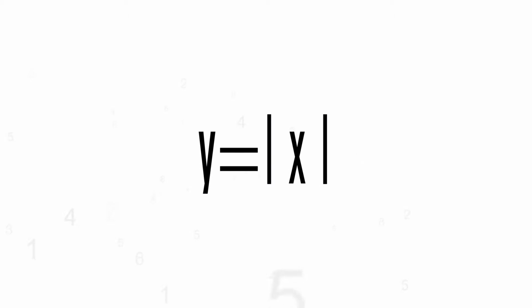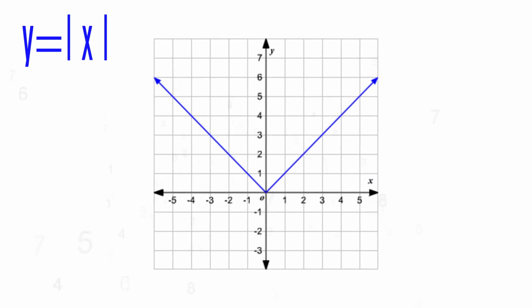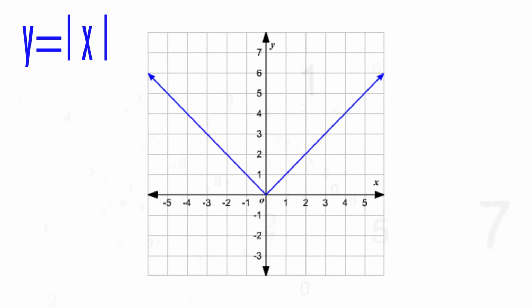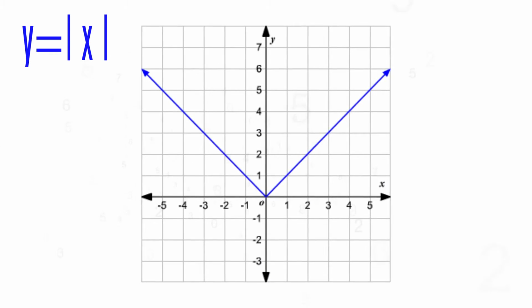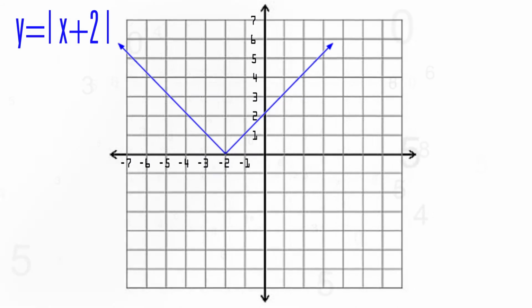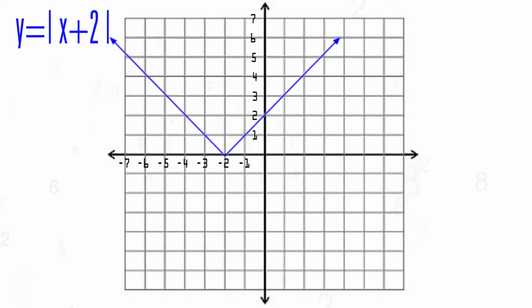Y is equal to absolute value of x is known as the absolute value parent function. Any number of x within the lines makes the number positive, even when negative. When the zero on the graph is set, the graph is basically mirrored on both sides.